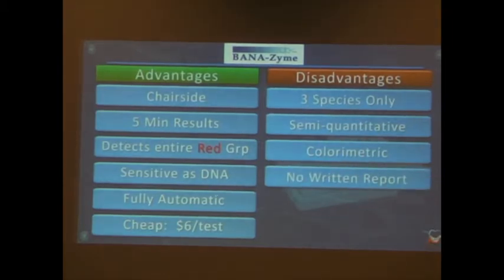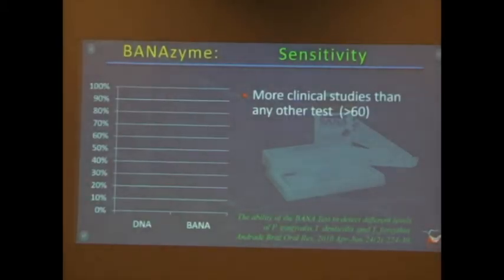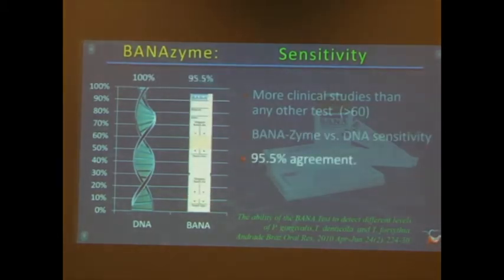It doesn't have a written report like the DNA tests do. And there is an initial equipment cost of about $400. Sensitivity. There have been more studies of the Banazyme test than any other test in the literature, over approximately 60 at this point in time. Comparing them against DNA, if we give DNA 100% sensitivity in detecting bugs, Banna comes in at 95.5% sensitivity, so pretty comparable.